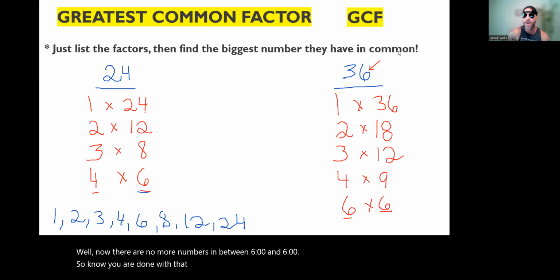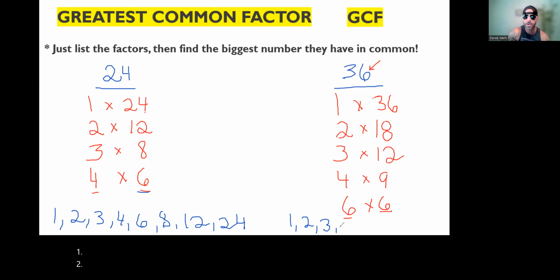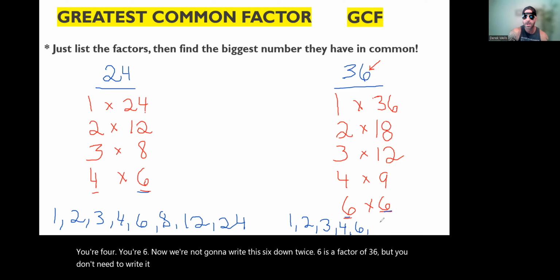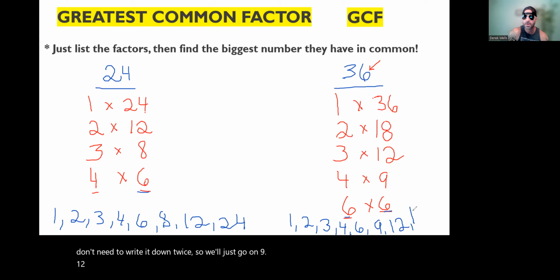Let's write these out in order. 1, 2, 3, your 4, your 6. Now, we're not going to write this 6 down twice. 6 is a factor of 36, but you don't need to write it down twice. So we'll just go on. 9, 12, 18, and 36. Sorry, my bad.